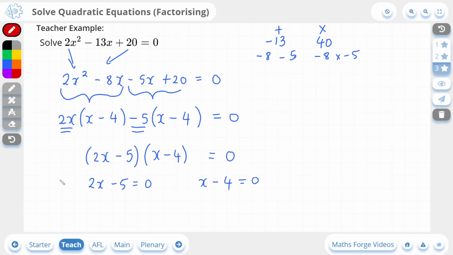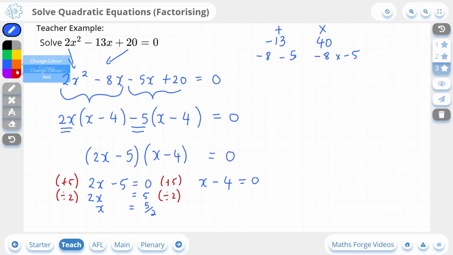So for the 2x minus 5, I'm going to add 5 to both sides first. This is going to leave us with 2x is equal to 5. And for the second step, I'm going to divide both sides by 2 to get rid of this 2 in front of the x. This is now going to leave us with x is equal to 5 over 2. Now you can write it as 5 over 2, 2.5, or 2.5. As long as you get an equivalent answer, you should be fine.